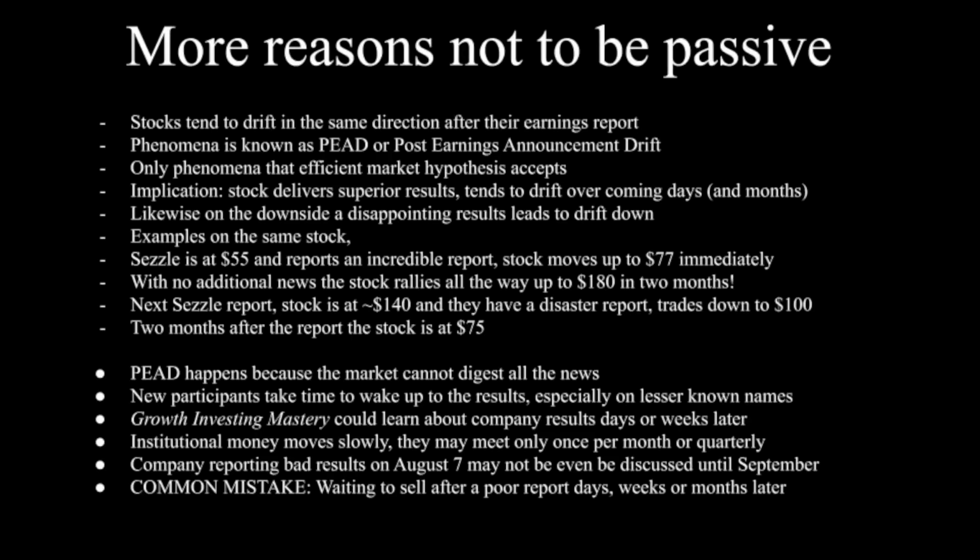Another really important factor is that institutional money moves really slowly. They may only meet once per month or once per quarter. So let's say there's a pension fund and they make monthly adjustments to their portfolio. A company reported a bad result on August 7th, but the pension fund team doesn't meet until the beginning of September. When they meet in September, they may end up selling the stock there, making the stock drift even lower.